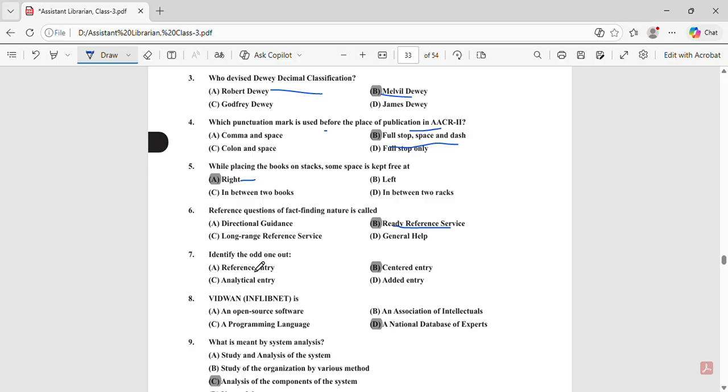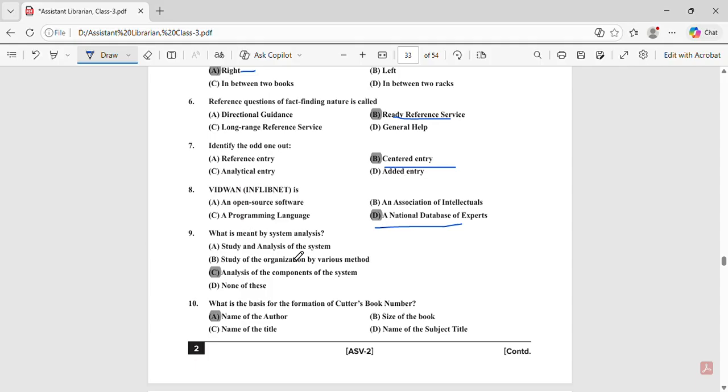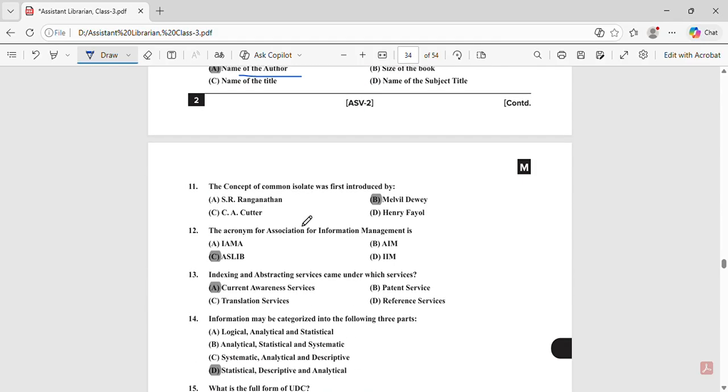Identify the odd one out. Center entry. Vidwan is a national database of experts. What is meant by system analysis? Analysis of the components of the system. What is the basis for the formation of Cutter's book number? That is name of the author.